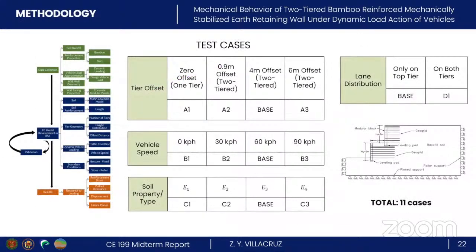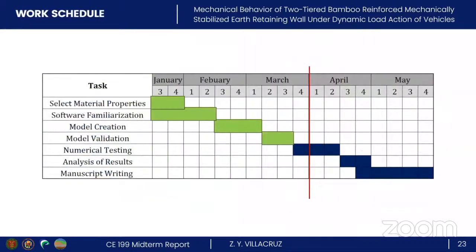After sufficient validation, I'll be able to push through with my parametric study. My test cases include 11 models where the parameters are individually varied. These variables include the tier offset distance, vehicle speed, soil properties, and lane distribution. Looking at my initially proposed Gantt chart, I'm currently behind on my validation models, which I will continue working on with hopes to catch up and proceed to numerical testing as soon as possible.